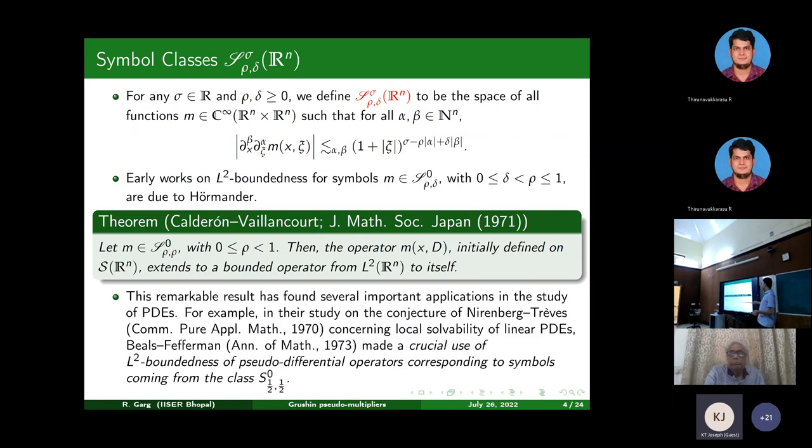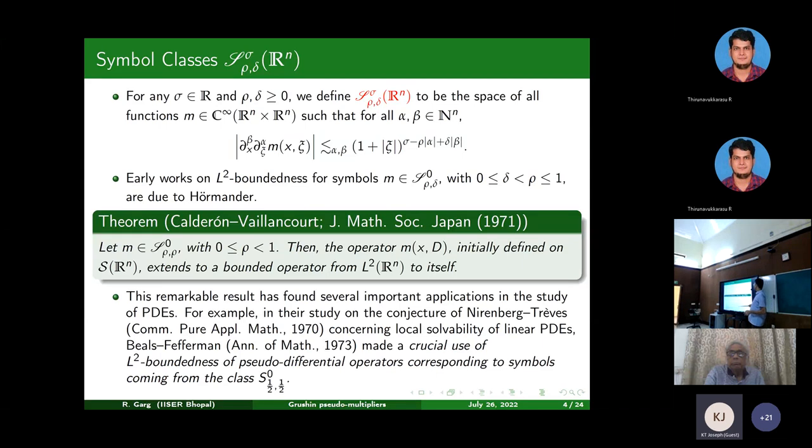So this remarkable result has found an enormous number of applications in the study of partial differential equations. One in particular I read in Stein's book and elsewhere also. When Nirenberg and Treves had posed their local solvability conjecture in 1970, and this result came in 71, Fefferman and Beals used this result very crucially in 1973, and they made a very important development on this conjecture.